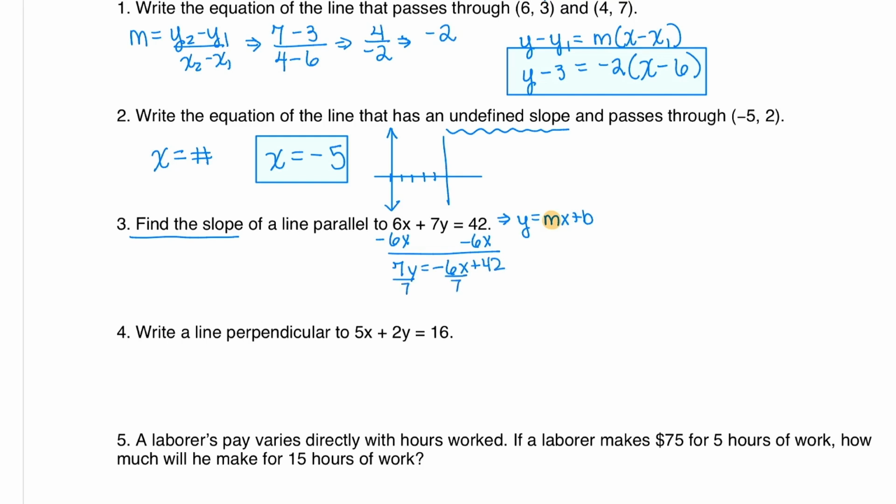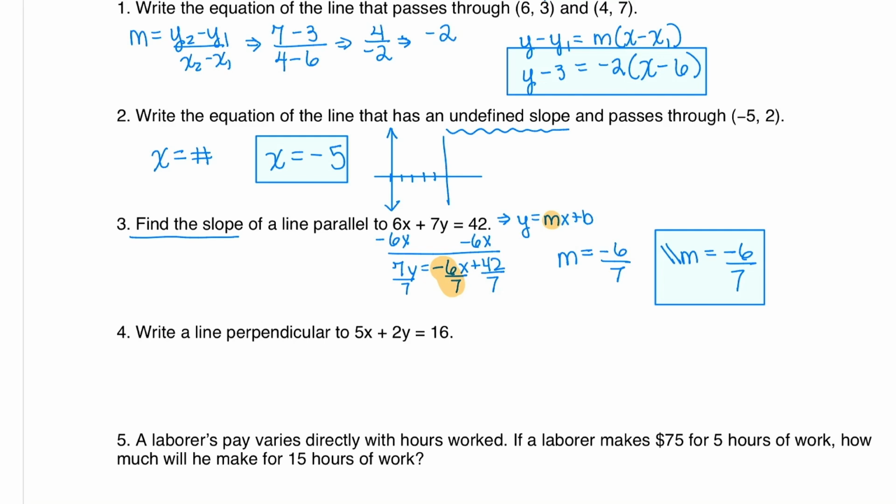Next, we're going to divide everything by 7. Now, the only thing that we are really concerned about is right here, our negative 6 over 7. That's going to be our slope. And then the line that is parallel to that is going to have the same slope. So the way that I like to write this looks like this. You have parallel slope, and that's going to be negative 6 over 7.